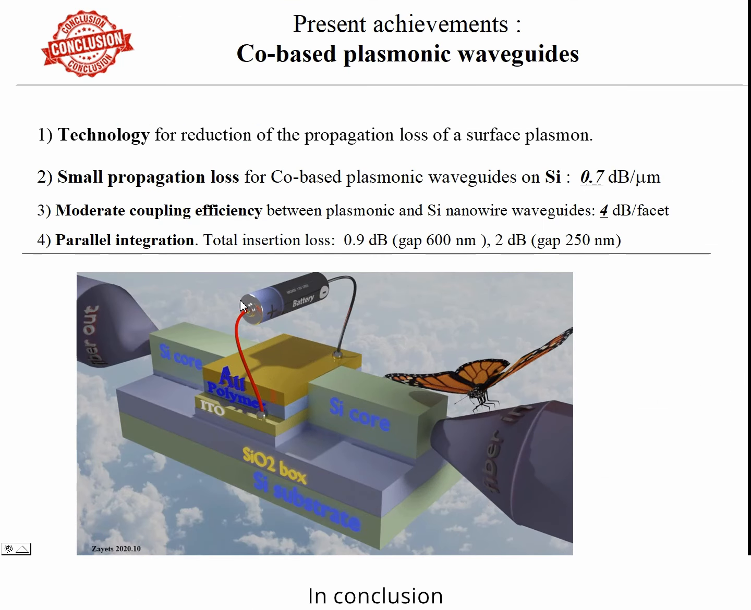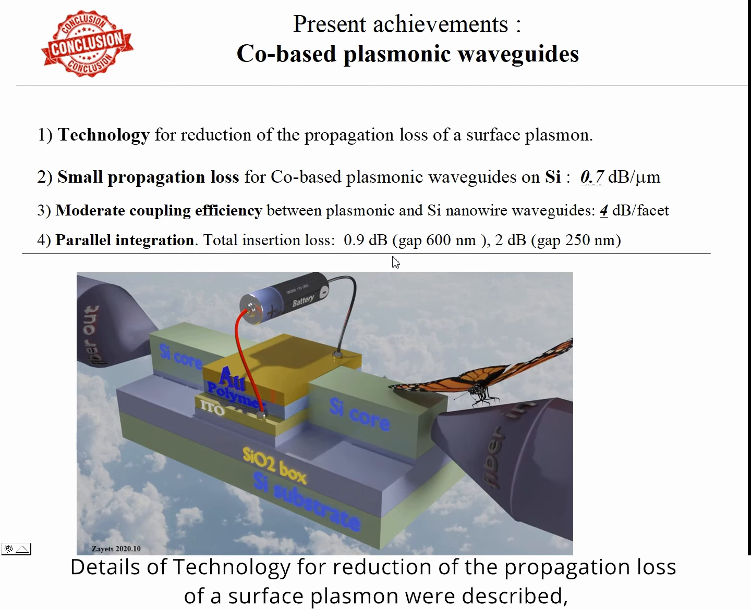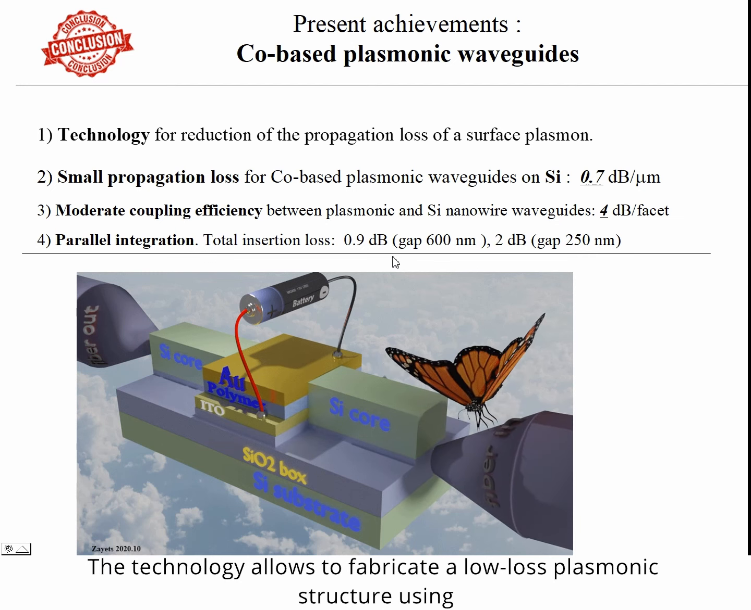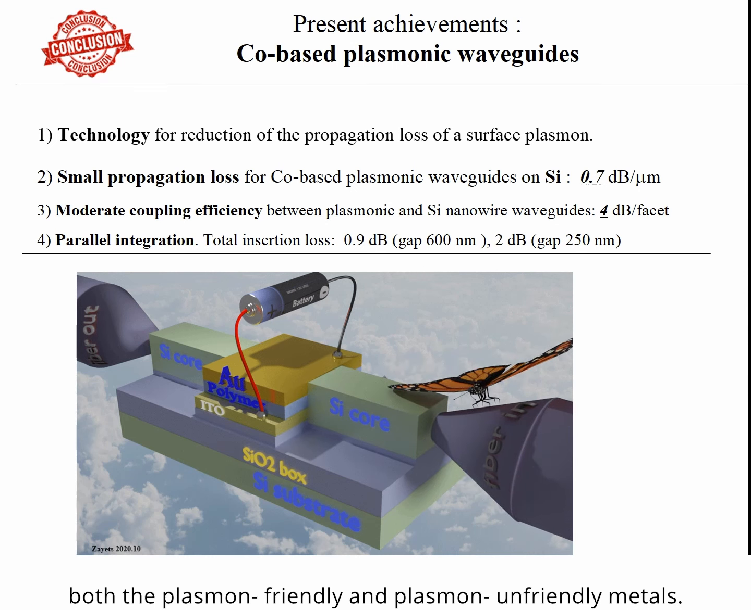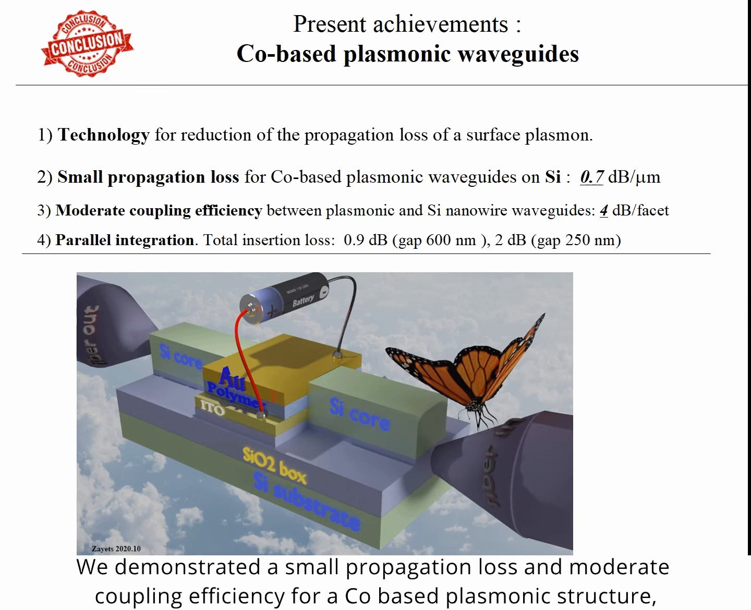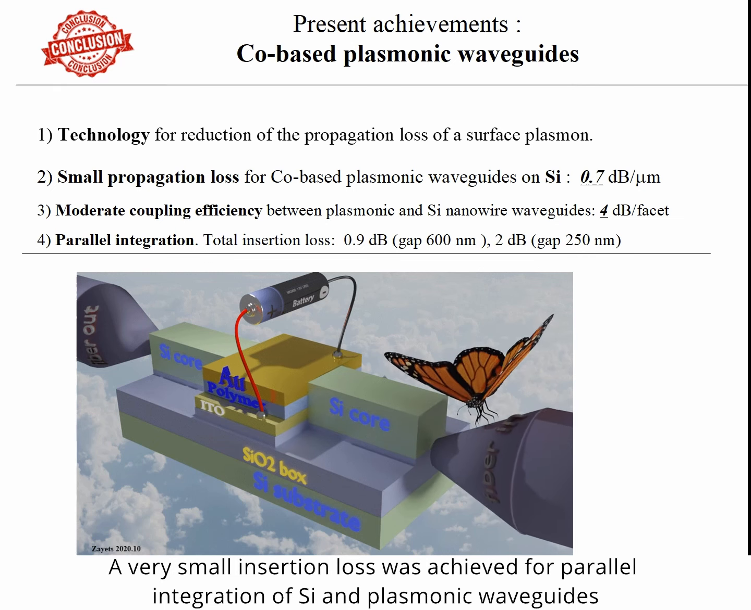In conclusion, details of technology for reduction of the propagation loss of surface plasmons were described. The technology allows to fabricate a low-loss plasmonic structure using both the plasmon-friendly and plasmon-unfriendly metals. We demonstrate a small propagation loss and moderate coupling efficiency for cobalt-based plasmonic structure. A very small insertion loss was achieved for parallel integration of silicon and plasmonic waveguides.